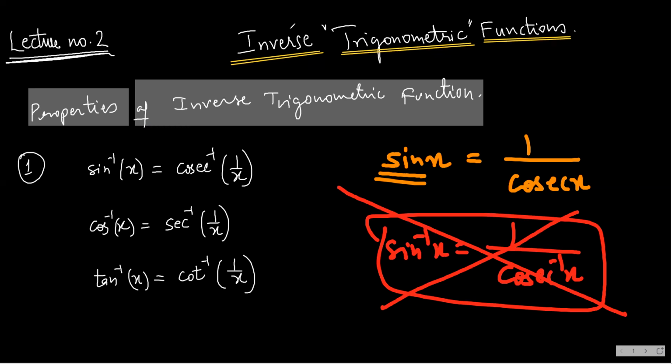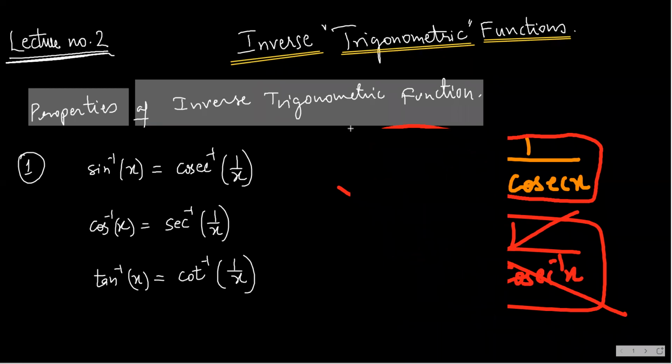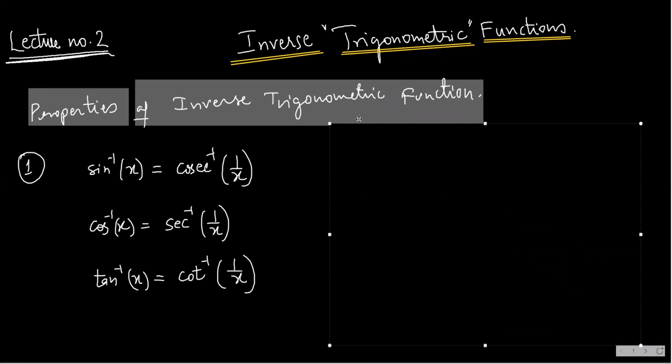What is correct? For a trigonometric function you write the reciprocal: sin x is 1 upon cosec x. But if it is inverse, then sine inverse x is cosec inverse 1 upon x. I hope you got this. Sine inverse x is cosec inverse 1 upon x. Cos inverse x is sec inverse 1 upon x. Tan inverse x is cot inverse 1 upon x.